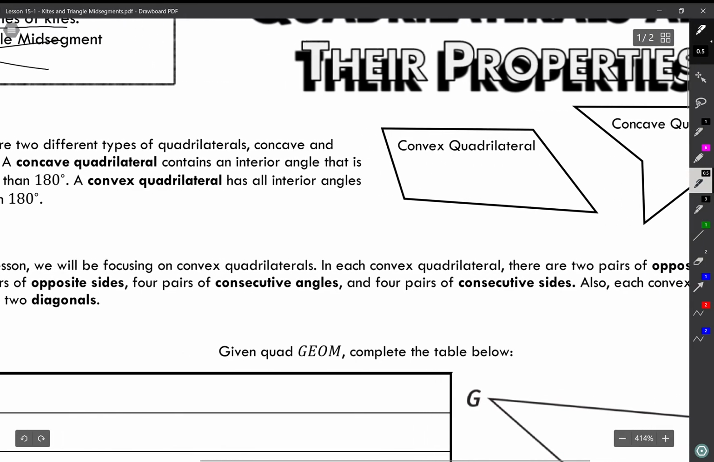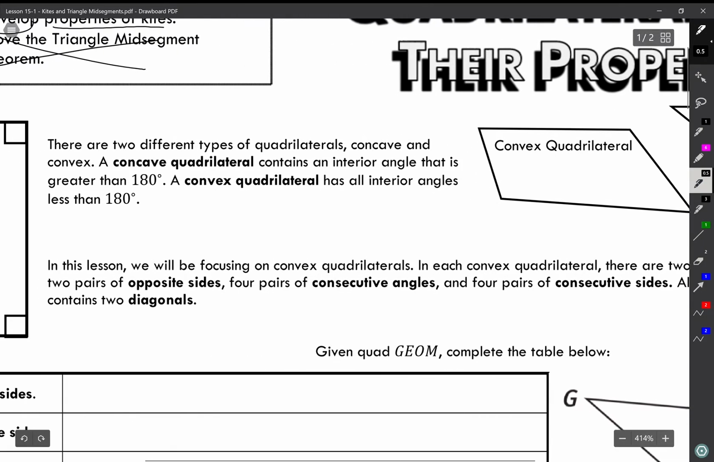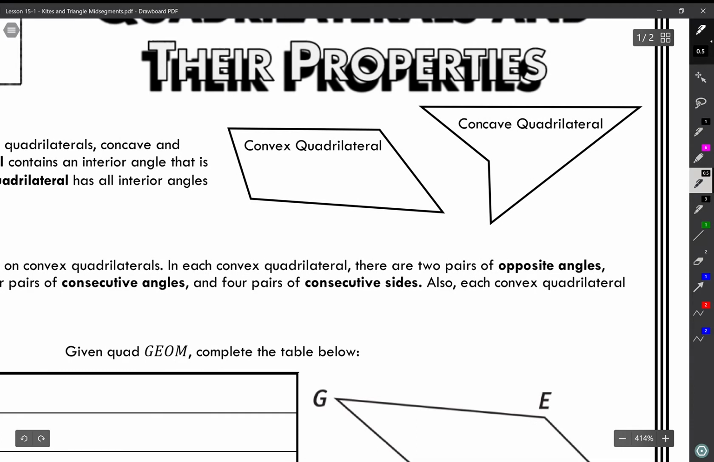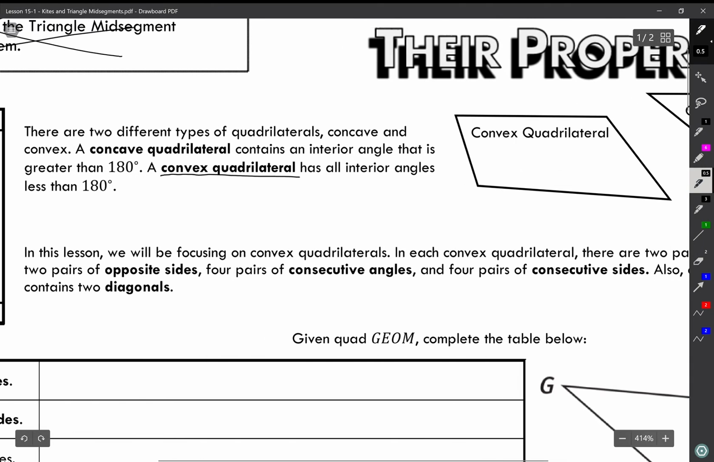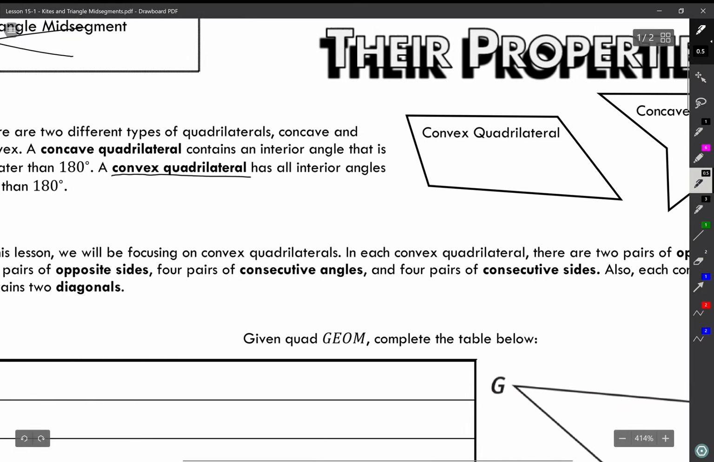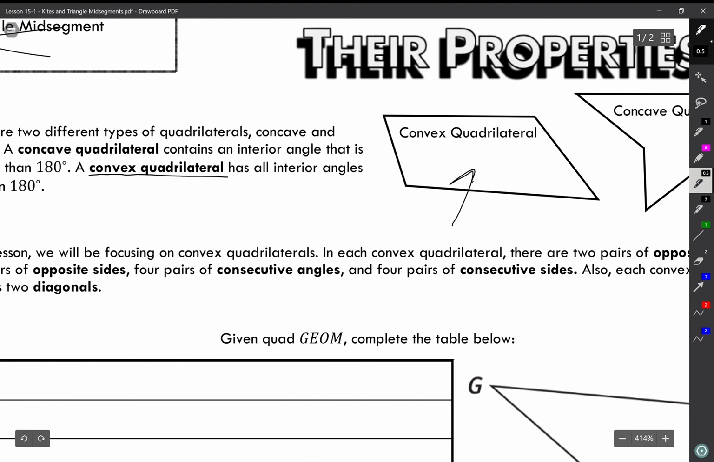A concave quadrilateral contains an interior angle that is greater than 180 degrees, and that's why we have this little caving in quadrilateral. We really won't be dealing with these much this year, but what we will be dealing with is what we call convex quadrilaterals, and these quadrilaterals have all interior angles which are less than 180. So you'll see them looking something like this, okay?